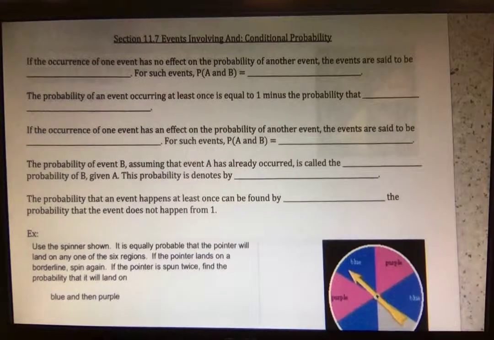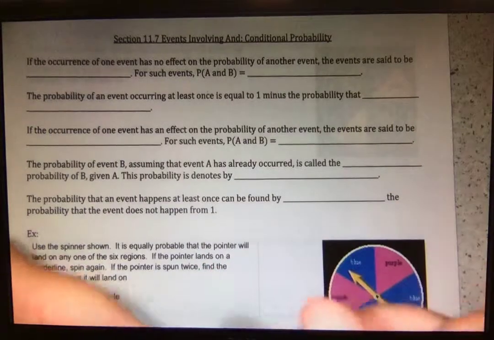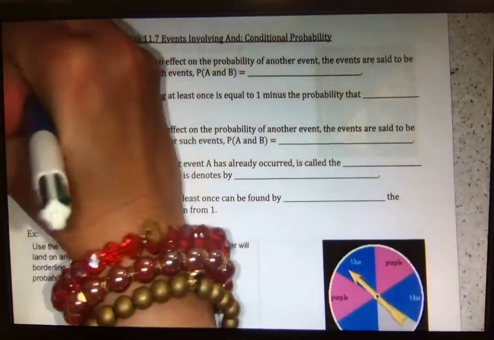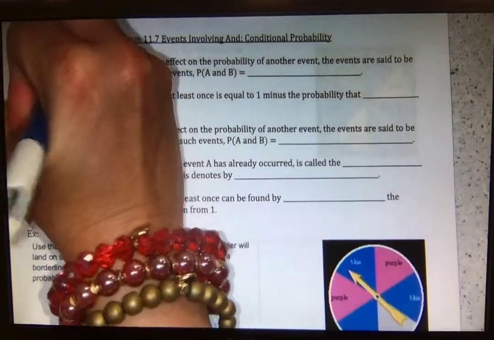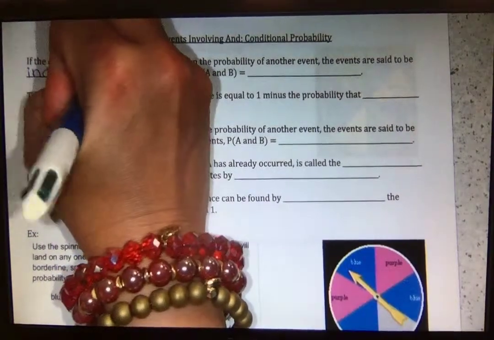All right, 11.7 is events involving "and," which is conditional probability. Same thing as usual, we're going to go over our definitions first. If the occurrence of one event has no effect on the probability of another event, the events are said to be independent. One does not affect the other.